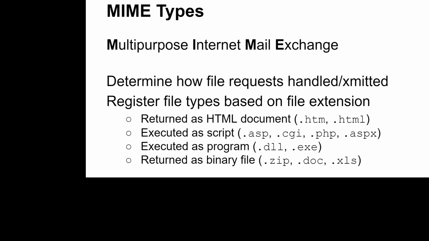Other types of binary files include .zip, so that it's not returned just as text, it's returned as an actual binary zip file. Same thing for .doc and .xls. So MIME types are really just to tell the web server how to return the content of the document. And most of the time it's either going to be text or binary, or it's going to be a script of some kind that should run on the server and not actually be returned to the client.